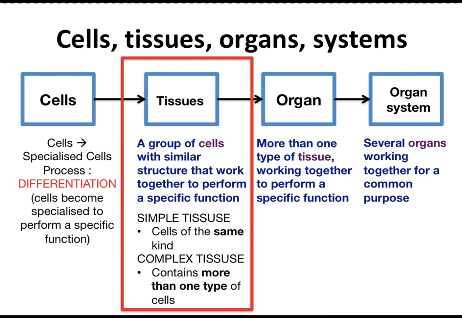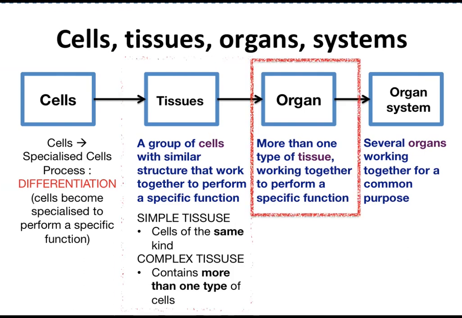Complex tissues contain more than one type of cell. This includes blood. Blood is a complex tissue, as it consists of red blood cells, white blood cells, platelets, as well as plasma. Xylem tissue and phloem tissue are also complex tissues. In plants, xylem tissue contains dead cells and many vessels, while phloem tissue contains many sieve tubes and companion cells.